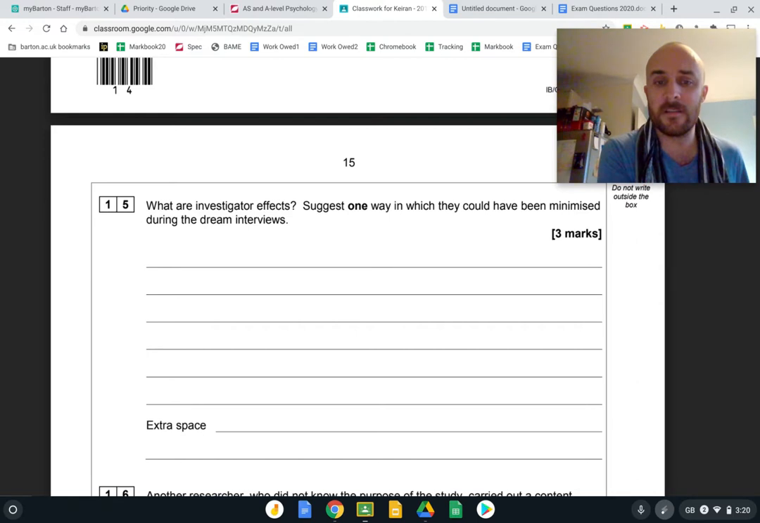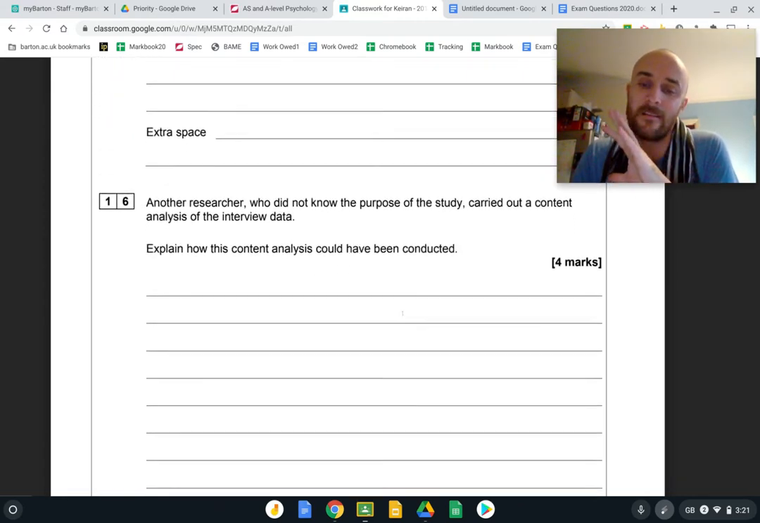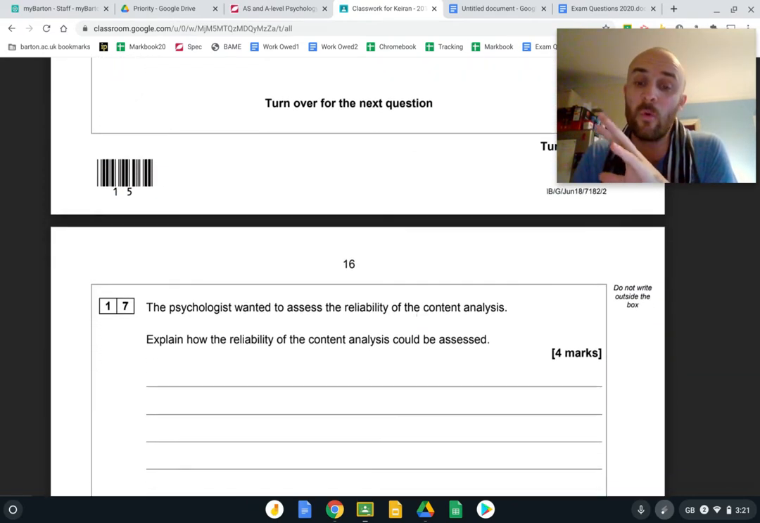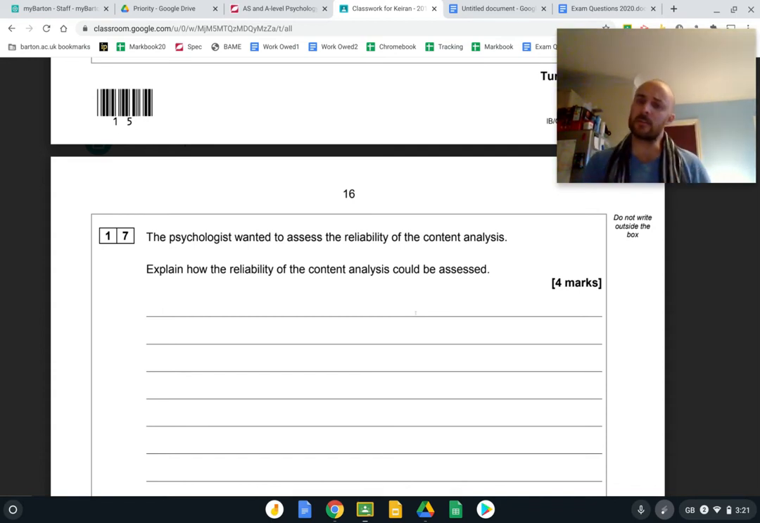And then what you have to do is suggest one way in which they could have minimized this, right, during the dream interviews. So then your answer has to be specifically about the dream interviews. And again, it's honestly research methods and all questions, really, they are riddled with it, absolutely riddled. But have a look at this question here. It clearly doesn't need contextualization.